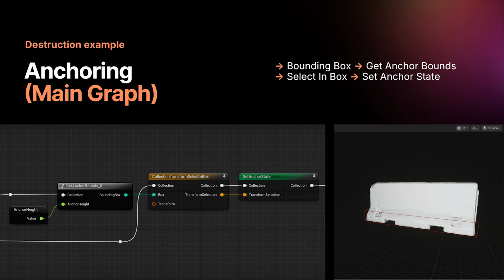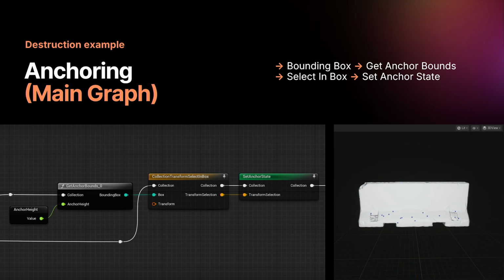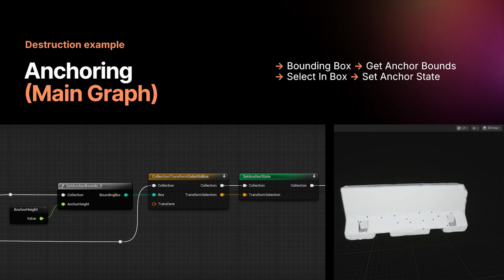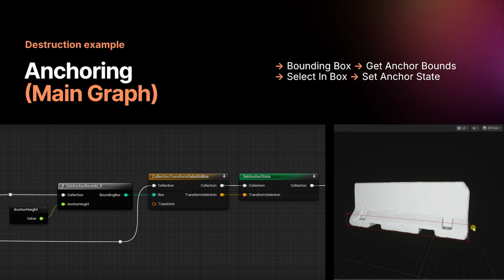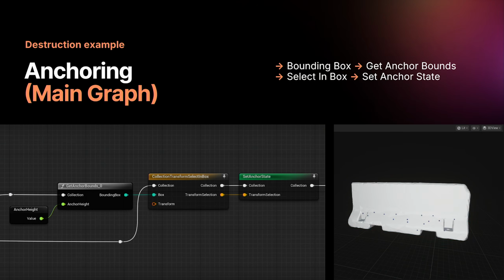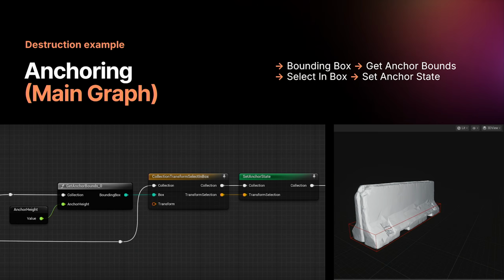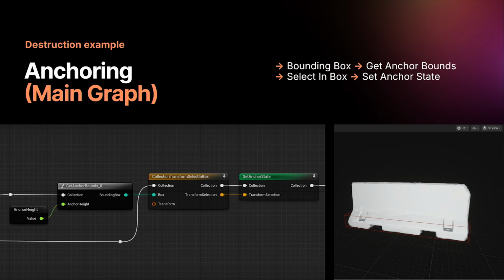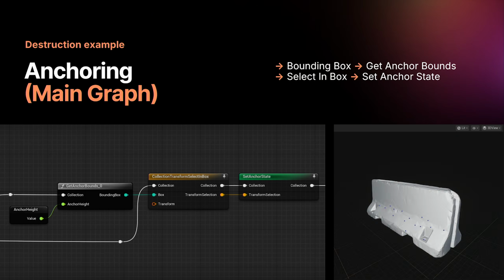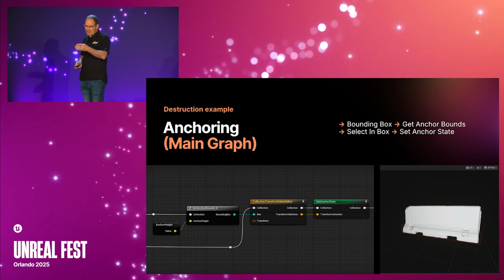Let's take out the anchoring. On the right side, you can see we select by a box, and those little dots are the actual bones of the geometry collection that we wanted to select. The way we do it is we pass the collection to this function called getAnchorBounds, and then it gives us this bounding box, which is the bottom bounding box. Then we select by bounding box, which is a procedural way of selecting, as I was mentioning earlier, and then we can set the anchor state.